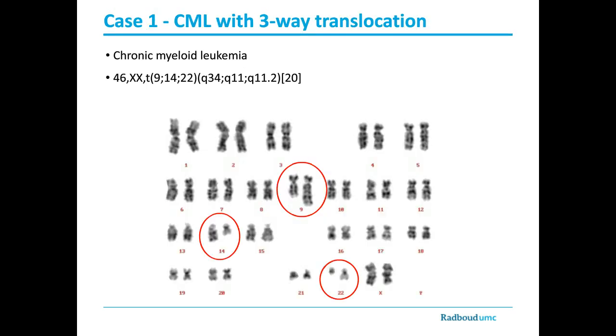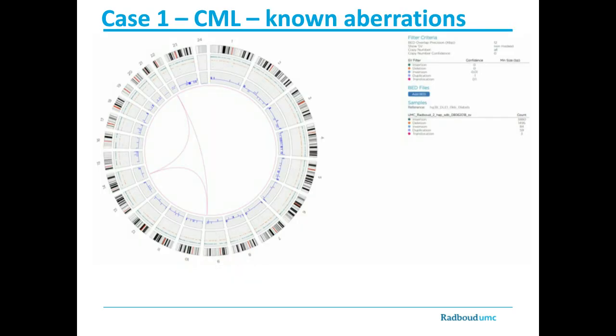So first important example is a case of a CML. By karyotyping, we already detected that there's a 3-way translocation. If we analyze high molecular weight DNA of this sample by Bionano, this is the first we will see after the analysis. So this is a surface plot, and you'll directly spot the exact same 3 translocations that were also visible in the karyotype.